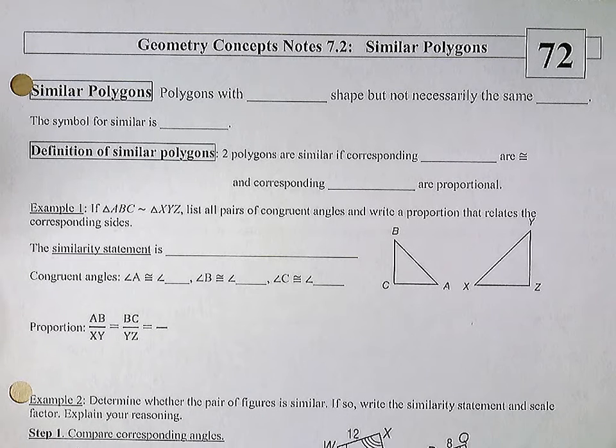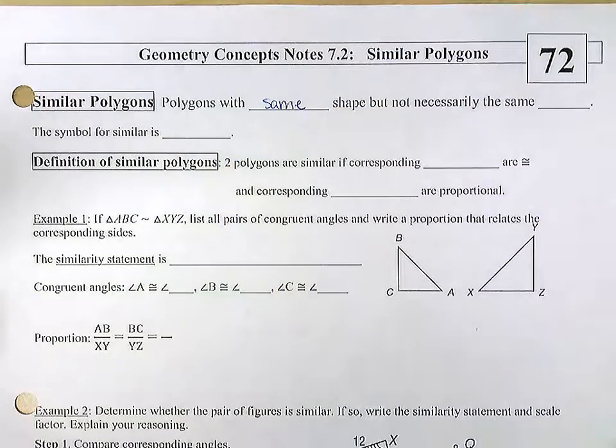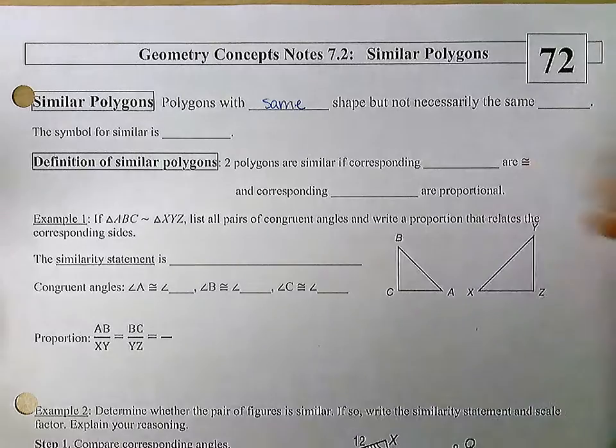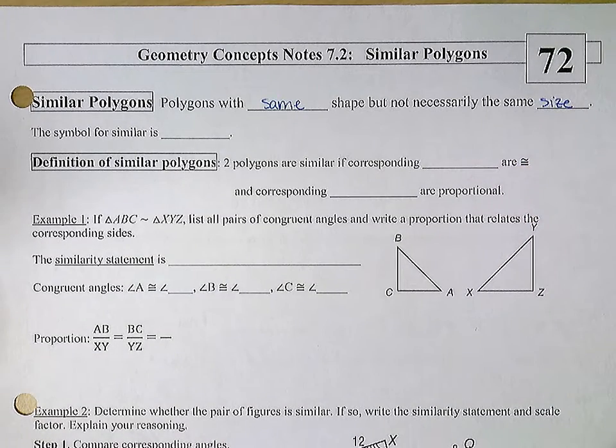So similar polygons are polygons with the same shape, but not necessarily the same size. Similarity is different than congruency. It will have that same shape, but your side lengths are going to be different sizes.